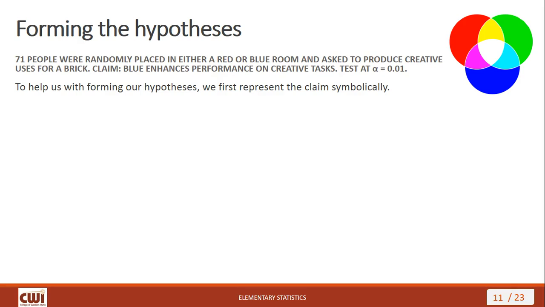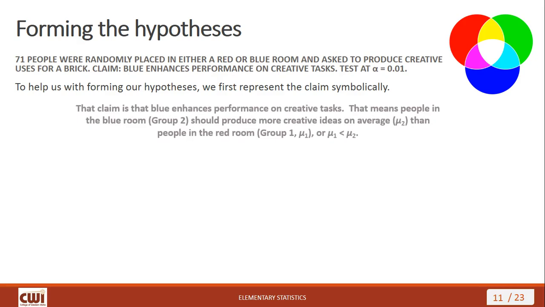Now we can form our hypotheses. First, as always, we want to represent the claim symbolically. So the claim here is that blue enhances performance on creative tasks. That means that people in the blue room should produce, on average, more creative ideas than people in the red room. We're going to assume that the people in the red room are from group 1 and people in the blue room are from group 2. The reason why we're doing this is because the people in the red room were mentioned first, people in the blue room are mentioned second. So we're going to go with that assumption that subscript 1 goes with the red room, subscript 2 goes with the blue room. Because we're saying that blue enhances performance on creative tasks, that's going to translate into mu1 is less than mu2.